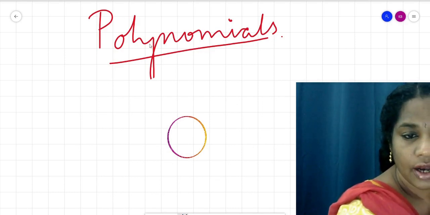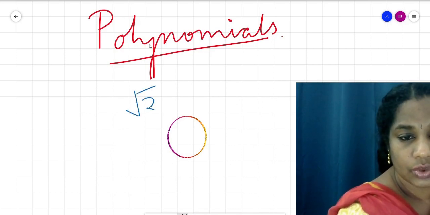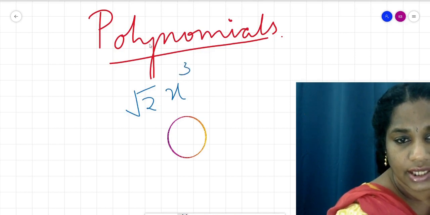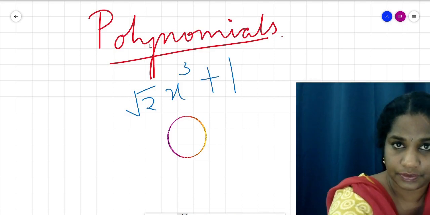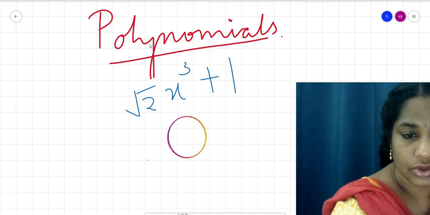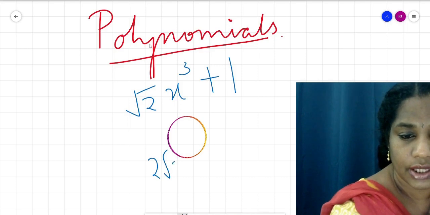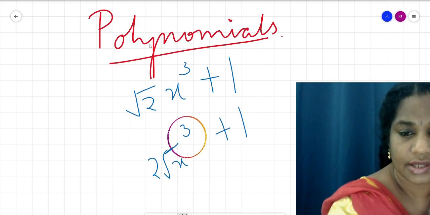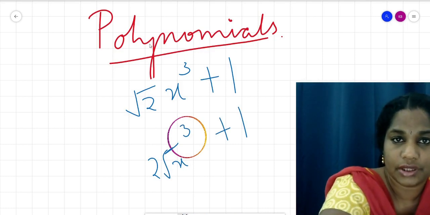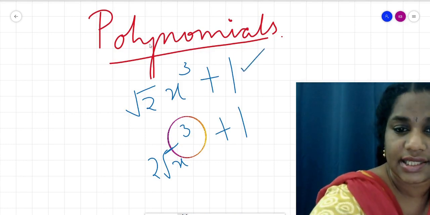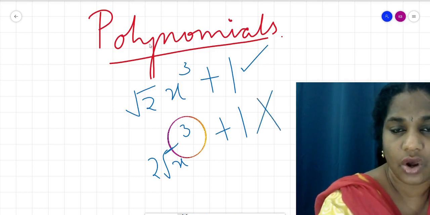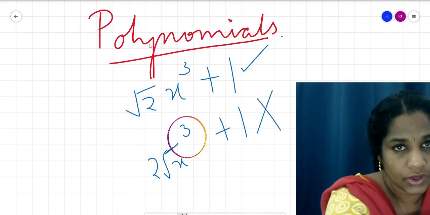If I have under root 2x raised to 3 plus 1, is it a polynomial? And also 2 under root x raised to the power of 3 plus 1. Is it a polynomial? Which one is polynomial in these two? This is a polynomial and this is not a polynomial. Do you know the difference?